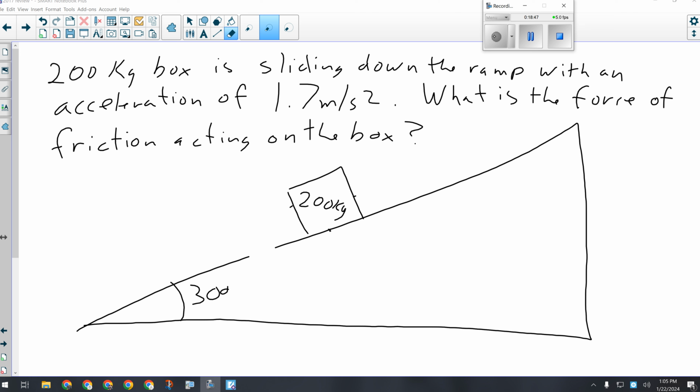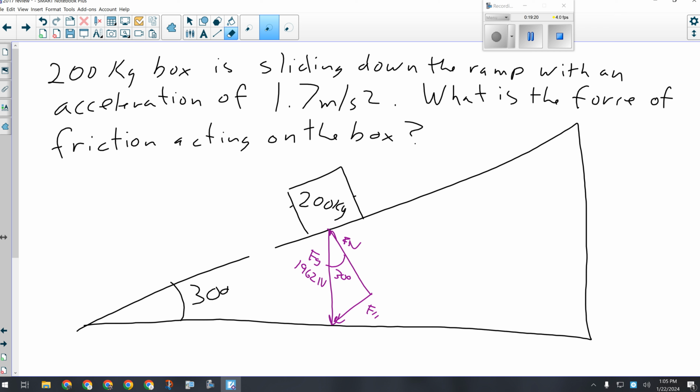Okay, so on this one here, we do have a Newton's second law problem. Our free body diagram needs to look like this. This will be the force of gravity, which is going to be 1962 newtons, 200 times 9.81. This is going to be F normal, which for this question we're not going to need. Then we have this side here, which is F parallel, which we are going to need. And this angle here is 30 degrees.